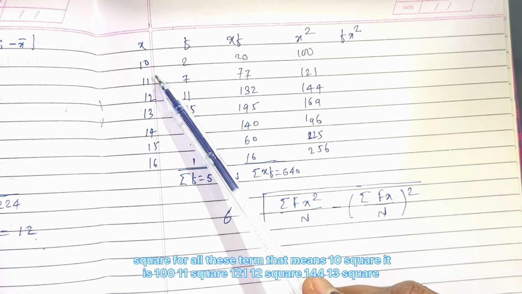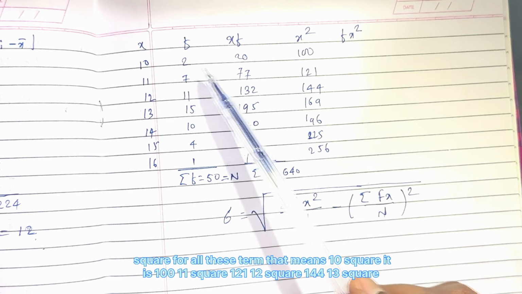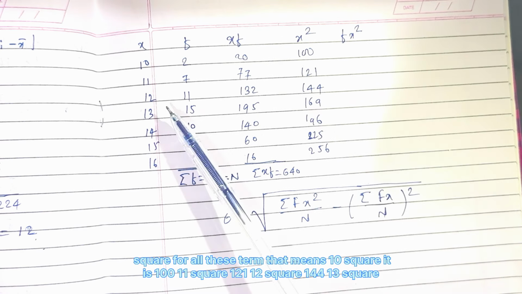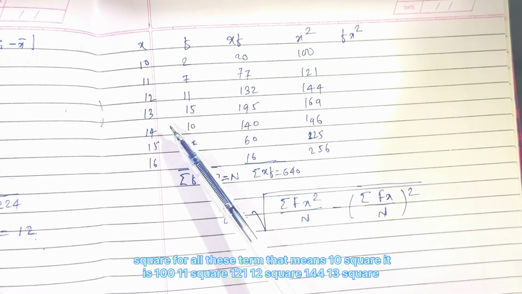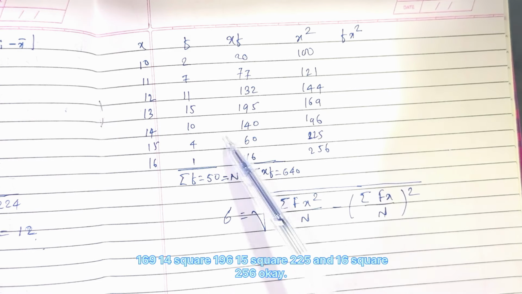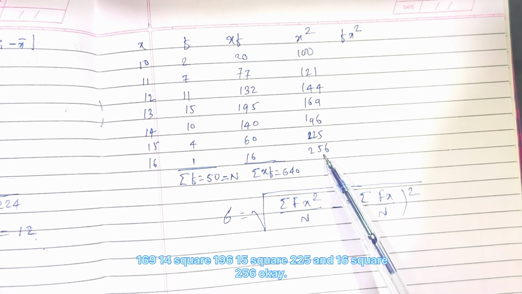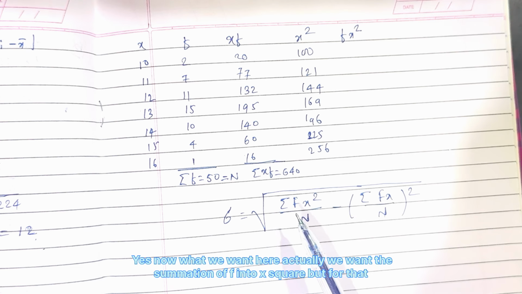So take the square for all these terms. That means 10 square is 100, 11 square is 121, 12 square is 144, 13 square is 169, 14 square is 196, 15 square is 225, and 16 square is 256. Now what we want here, actually, is the summation of f into x square.